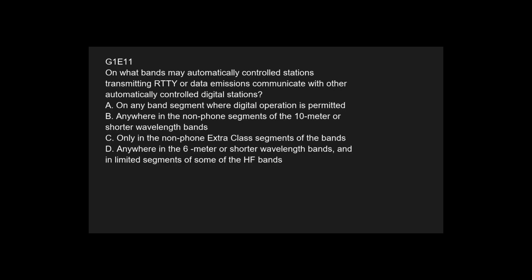Question: on what bands may automatically controlled stations transmitting RTTY or data emissions communicate with other automatically controlled digital stations? The correct answer is D. Anywhere in the 6-meter or shorter wavelength bands, and in limited segments of some of the HF bands.